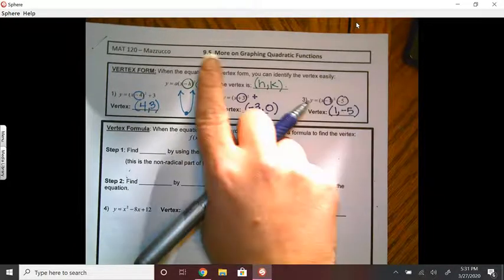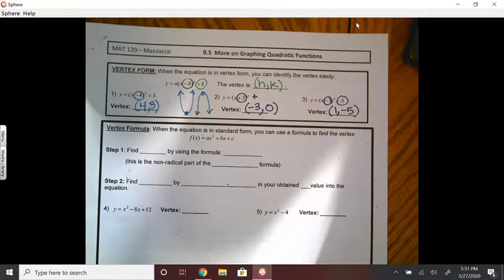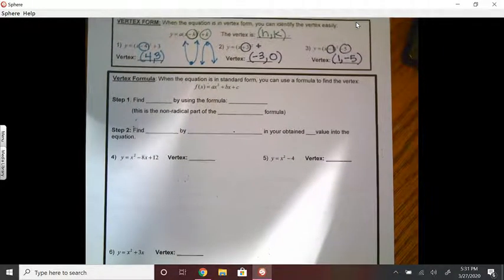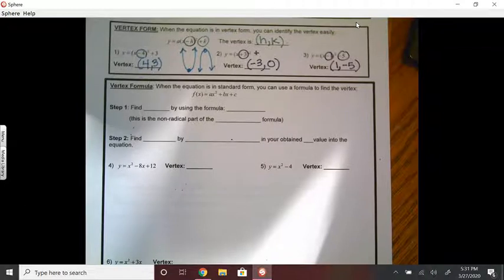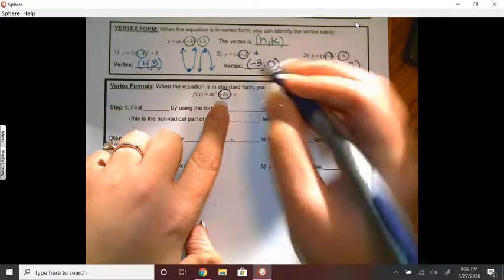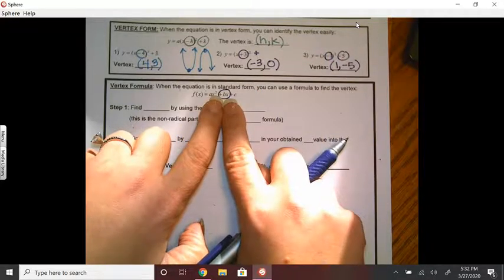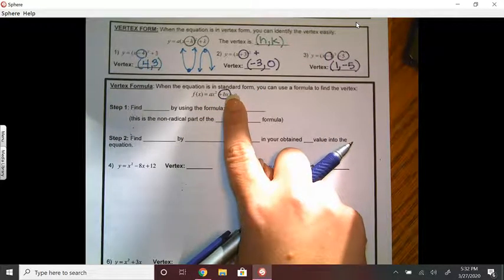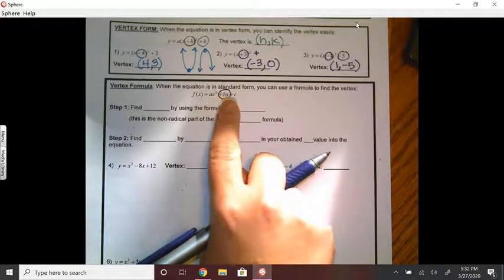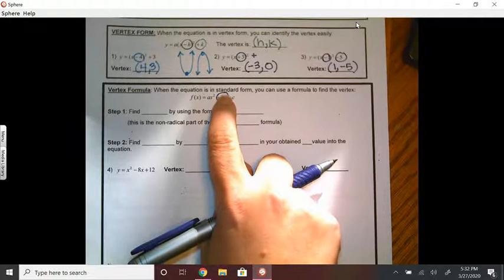But our topic today is how to find the vertex if it's in what we call standard form. So we cannot just look at it and know the vertex when it has this term in the way. So when it has the b term, in other words, it's in y equals ax squared plus bx plus c, we have that term that just has an x.